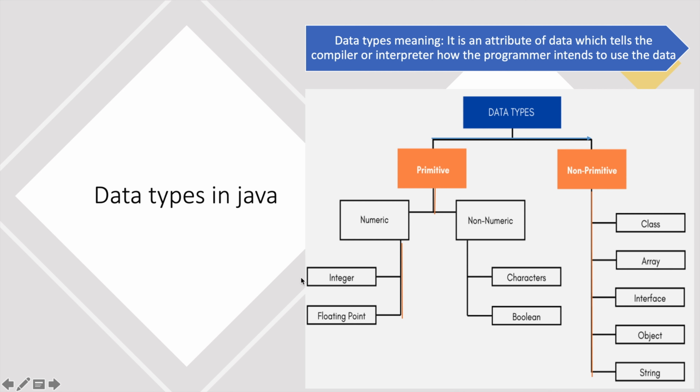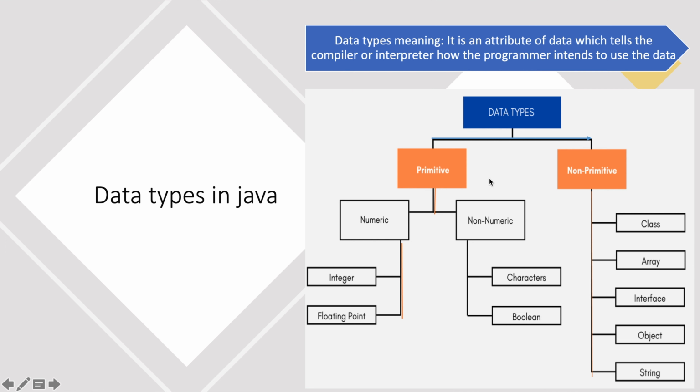One is the integer numbers, which don't have any decimal point, like whole numbers, and the other is floating point, where we have decimal point numbers. For integer, we have byte, short, int, and long, whereas for floating point, we have double and float. Similarly, for non-numeric, we have two types. One is character, which stores a single character like A, B, or C. And the boolean holds either true or false.